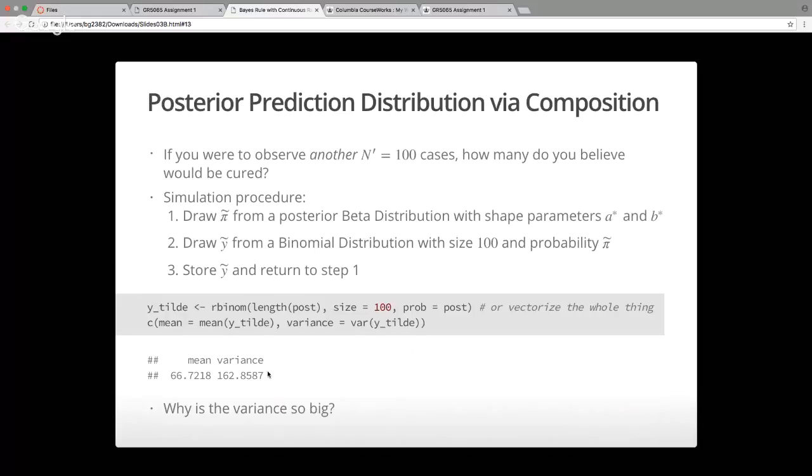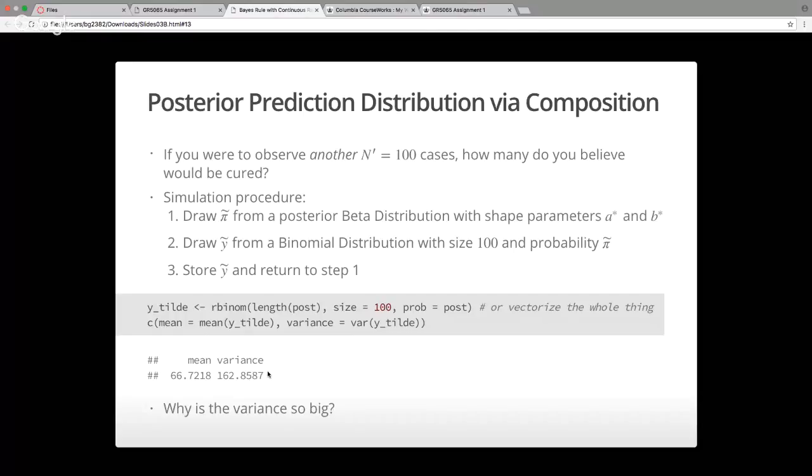We don't need to draw from the prior of beta anymore. We can draw from the posterior. Then draw realizations of y tilde with a binomial distribution that says size 100 and our realization of pi that we just got. Store those, repeat that over and over again.